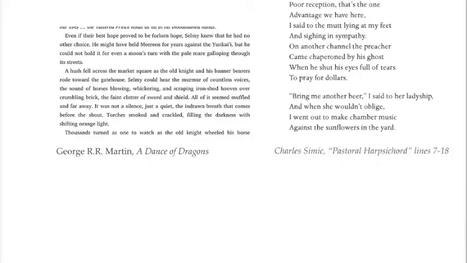Hello students, what you're looking at here is an example of writing. On the left we have a prose example and on the right we have a poetry example. On the left we have two paragraphs from the novel A Dance of Dragons by George R.R. Martin. This is part of the Game of Thrones series. And on the right we have an example of former Poet Laureate of the United States Charles Simic, a poem called Pastoral Harpsichord, which appears in his collection The Voice at 3 a.m., which is a great name for a collection. This is an excerpt from the poem. It's the second and third stanzas of this three-stanza poem.